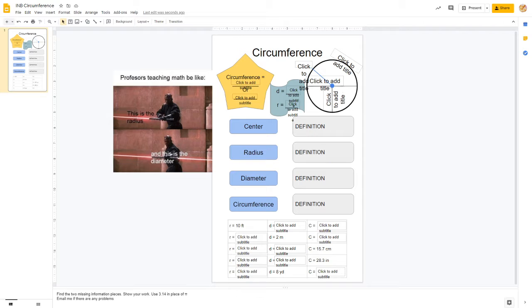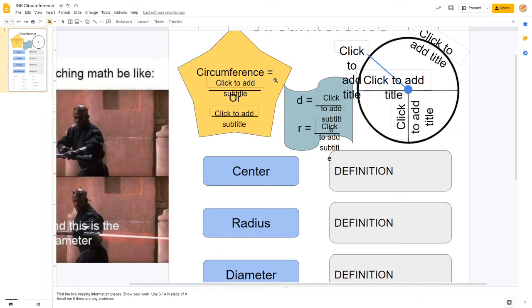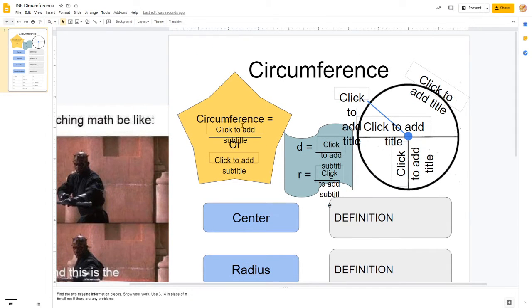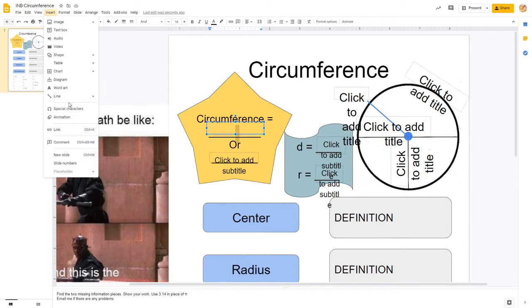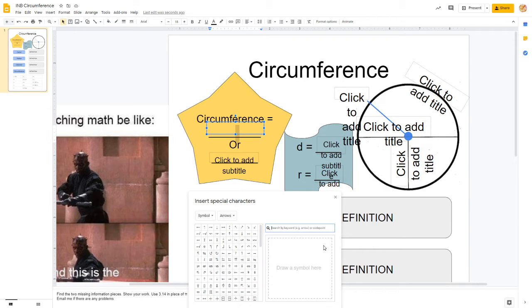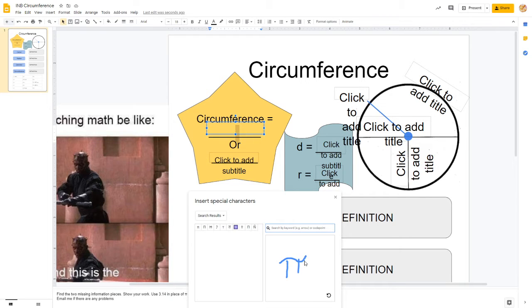This time we will be looking at circumference INB. So I'm going to zoom in to this star and it says circumference equals. Well, we have two formulas to find circumference and they are having to do with pi. Pi is a special number in math. We usually round it off to 3.14 and it's right here. It's also a Greek letter.